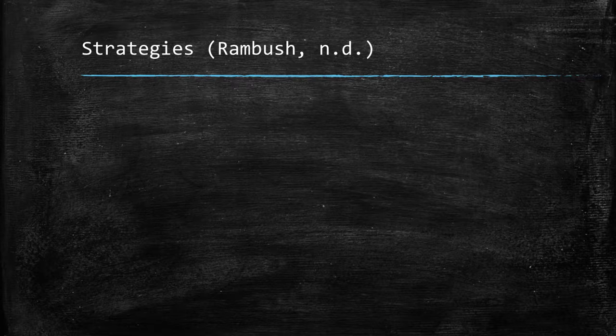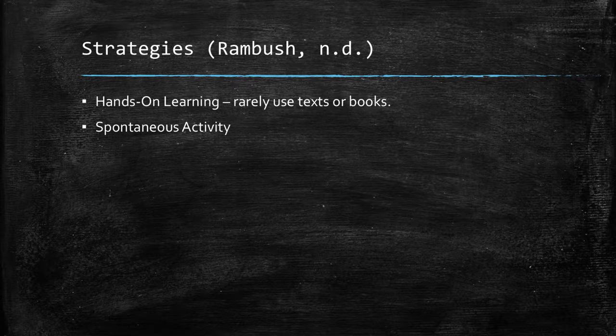So again, from Rambush, we're going to be talking about the strategies that the teachers and administrators can engage in to ensure this group activity, this individual activity works. So again, the hands-on learning is paramount. There is rarely a use of texts or books in the Montessori method. They typically make sure that all the tools are there for the student to place their hands directly on the learning materials. Again, spontaneous activity is allowed, so a student can move between tasks, even if they're not finished at one task, they can then move to another task if the teacher deems it's a good break point.